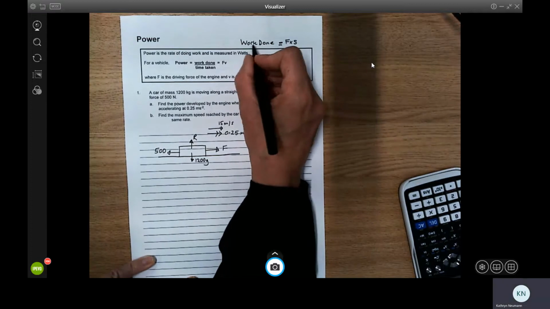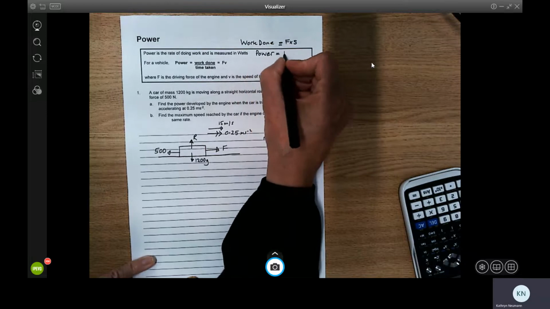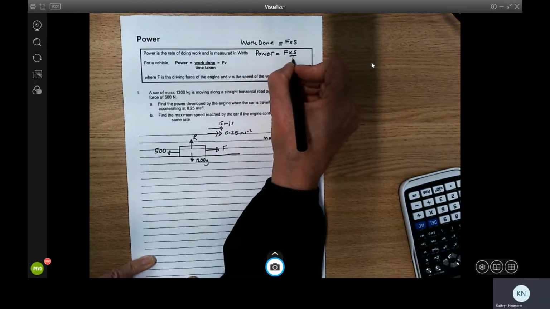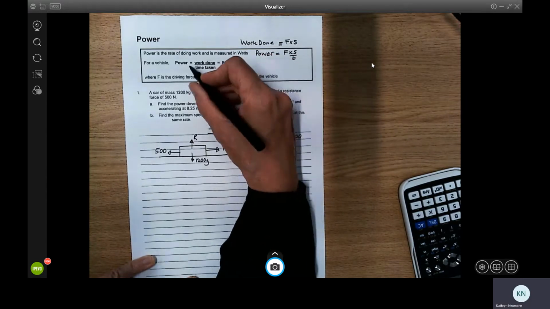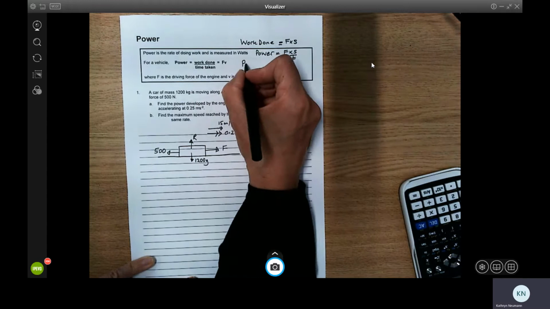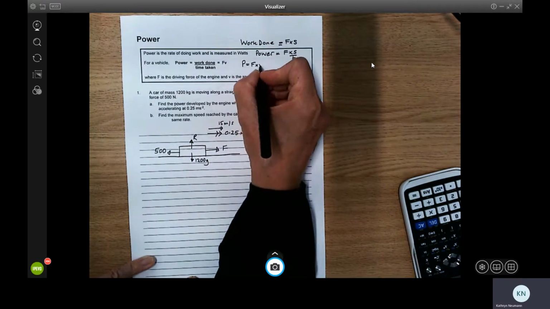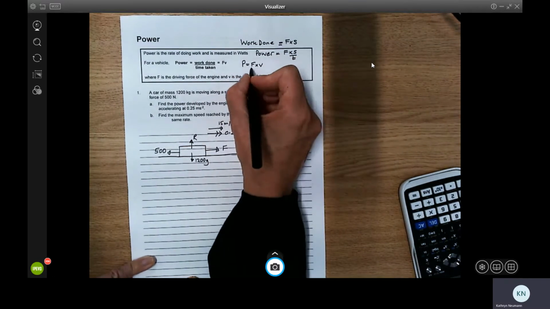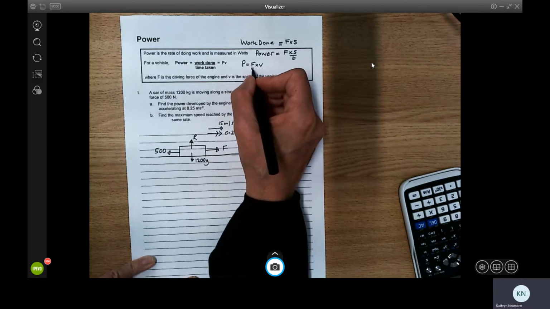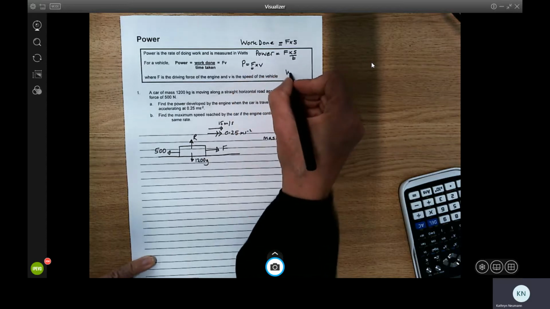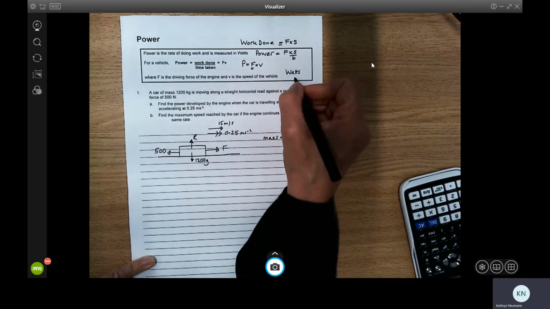So if we look at the rate of work done, then that's our power, and power is force multiplied by distance over time, and of course distance over time is velocity. So we get this nice equation that power is force multiplied by velocity. This force here, just like with work done, is the driving force or the forwards force, also sometimes called the tractive force. The units for power are watts, sometimes kilowatts, and a kilowatt is 1,000 watts.